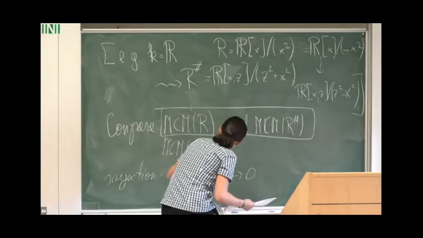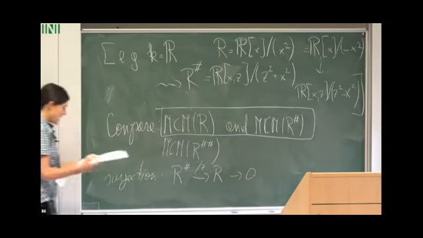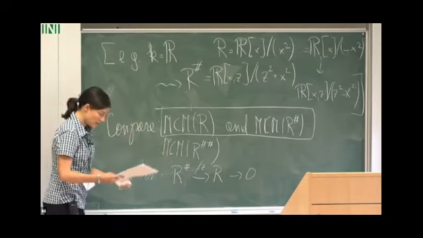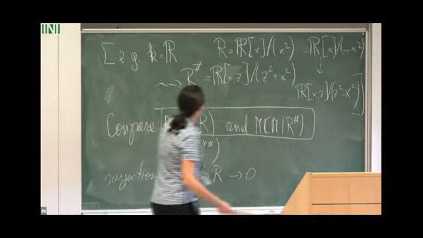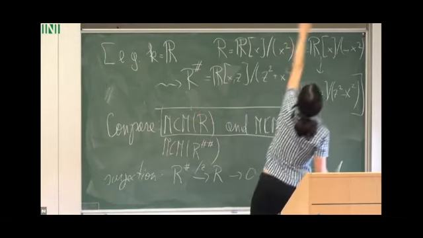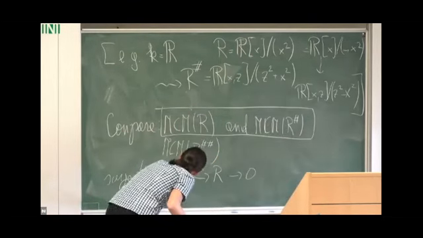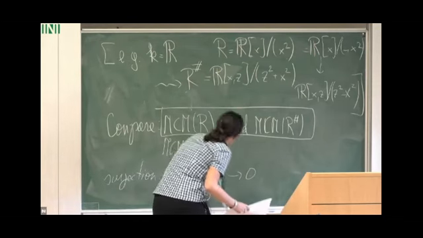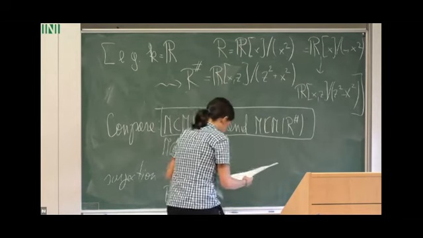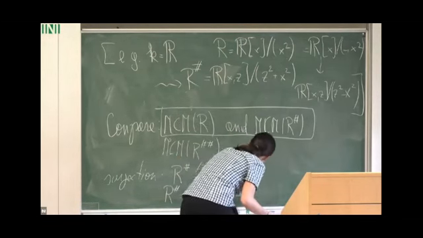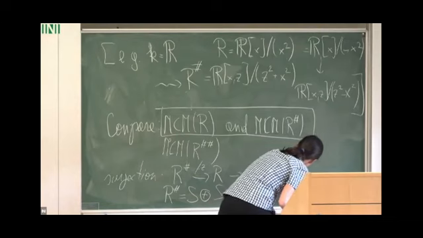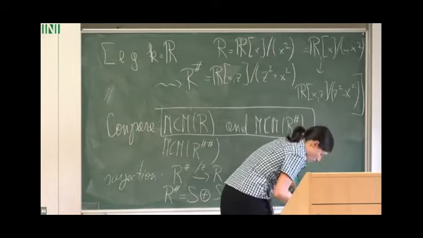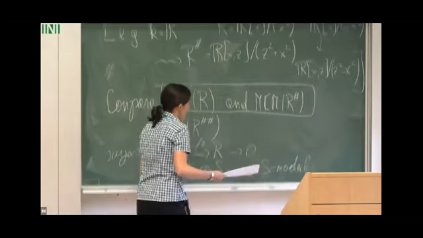I'll just write here mod out by Z. And also, if you look at R sharp as an R module, as an S module, then R sharp can be written as S plus S over Z as S module. And so this will be used.